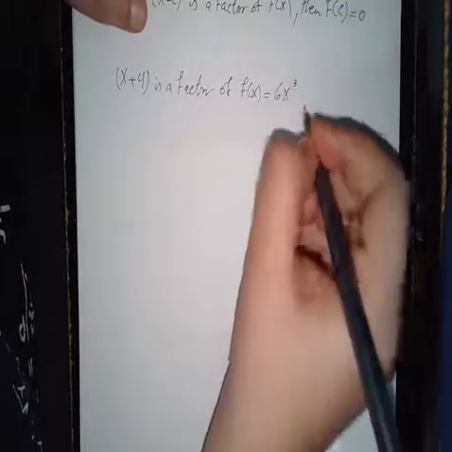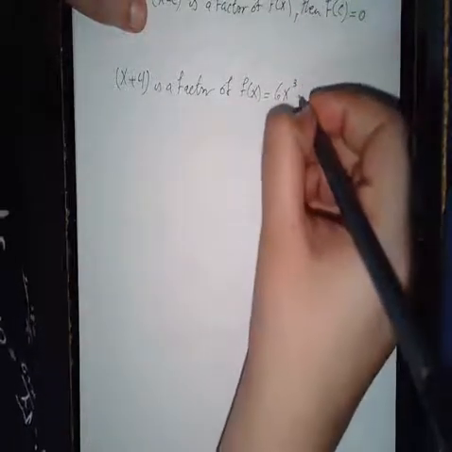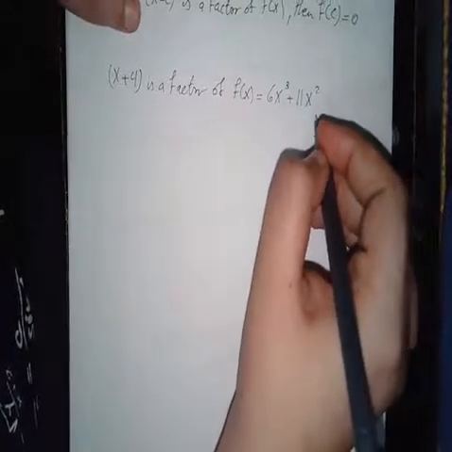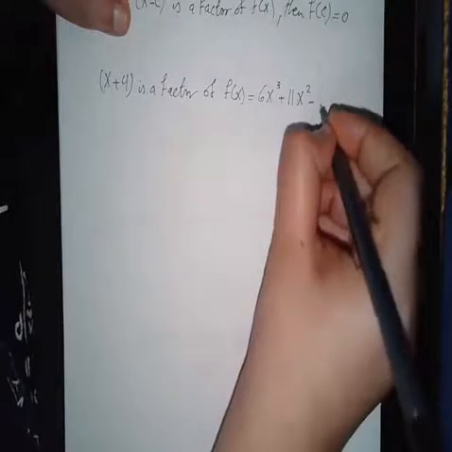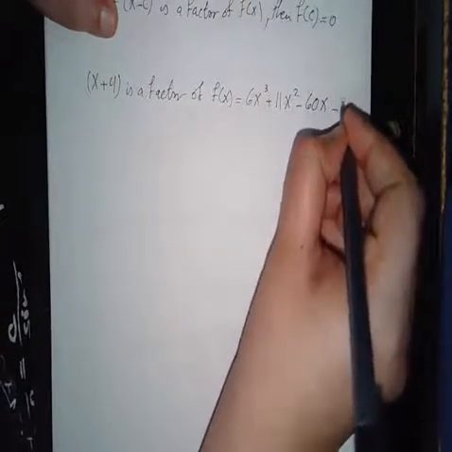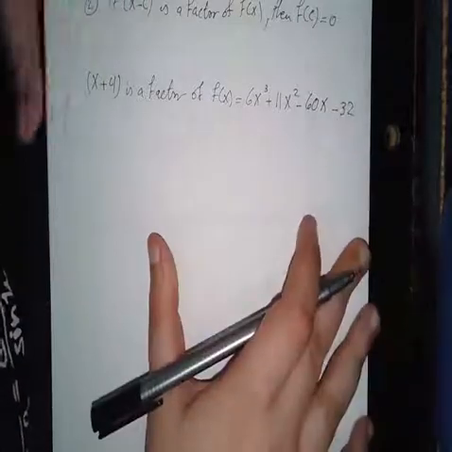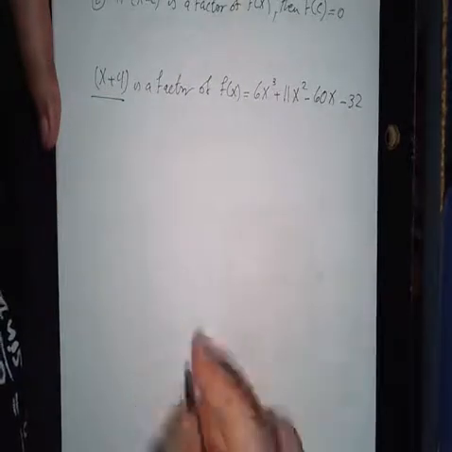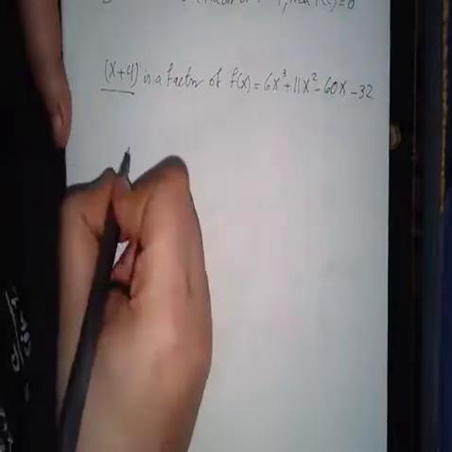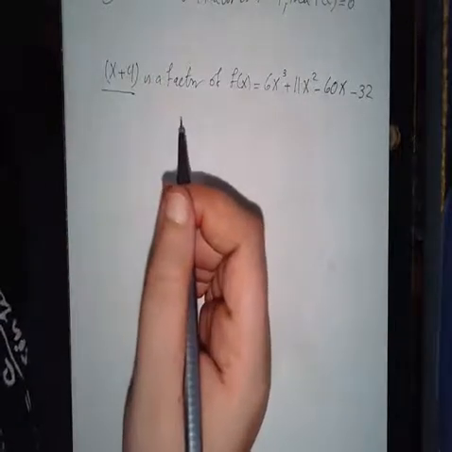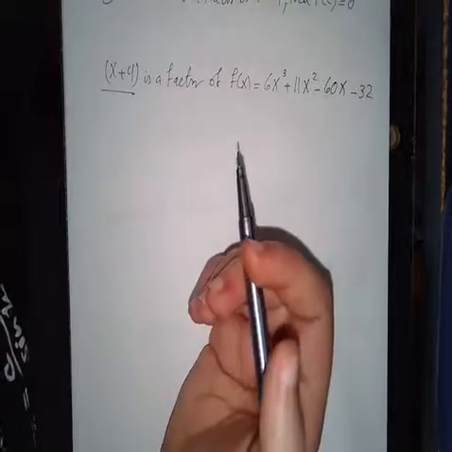6x cubed plus 11x squared minus 60x minus 32. Alright, so this is my function. And I want you to tell me if this right here is a factor of that function. So let's divide by it and see if the remainder is 0. If it's 0, then the answer is yes. If it's not 0, then the answer is no, obviously.